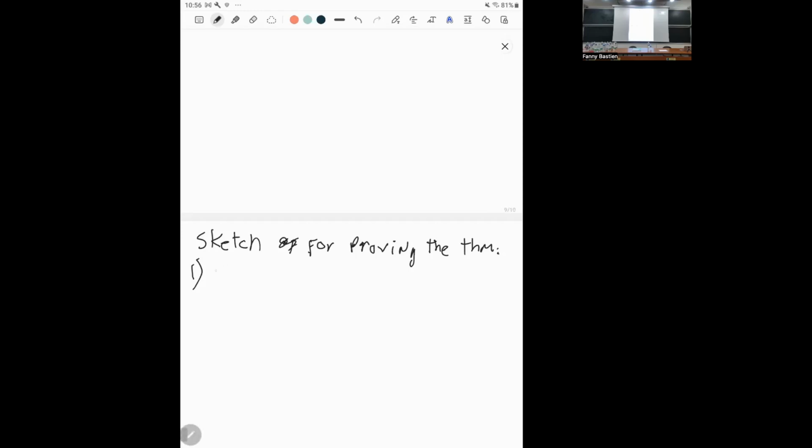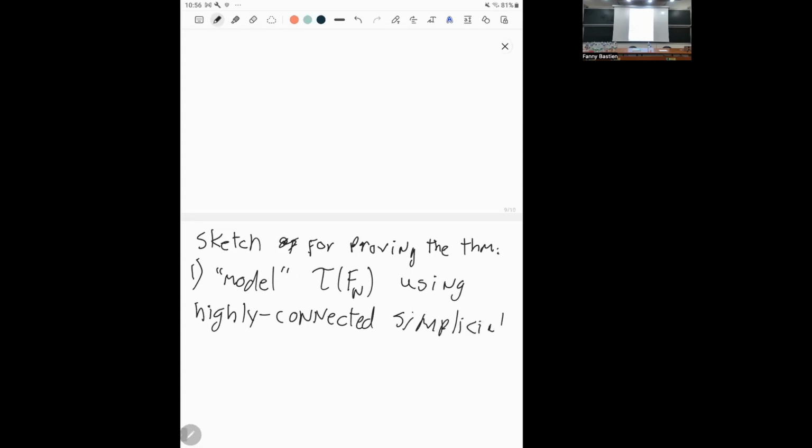So the proof strategy is basically we model the Tits building on F_n using a highly connected simplicial complex S. And highly connected here just means that the homotopy groups of S are equal to 0 for i less than some constant, I think it's like n-2 maybe or something.